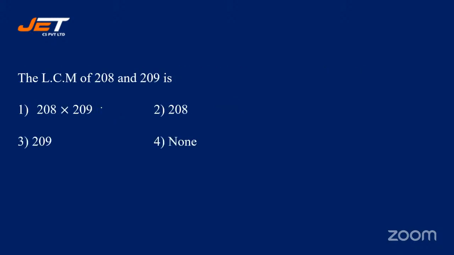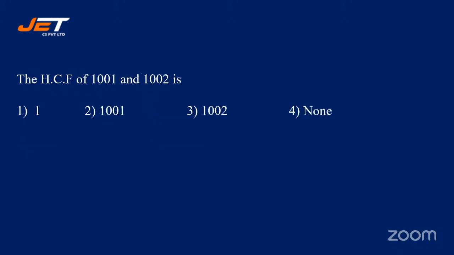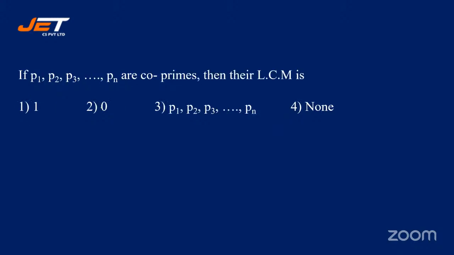The LCM of 208 and 209 is dash. It can be 208 into 209. What else can it be out of the four options? See the next question. The HCF of 1001 and 1002 is dash. Nothing is common between these two, so one should be the HCF. See the next question.